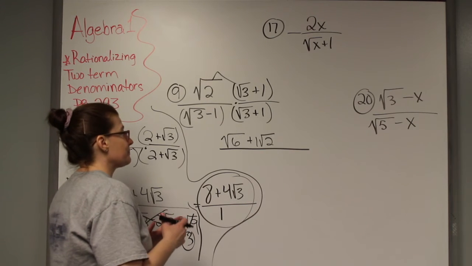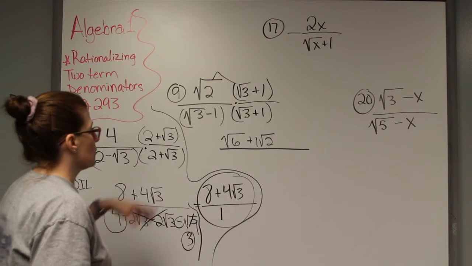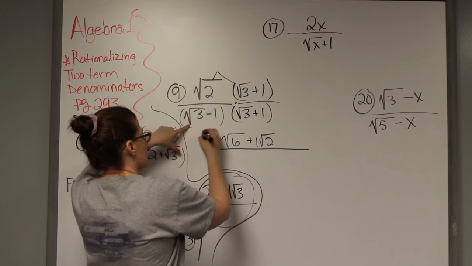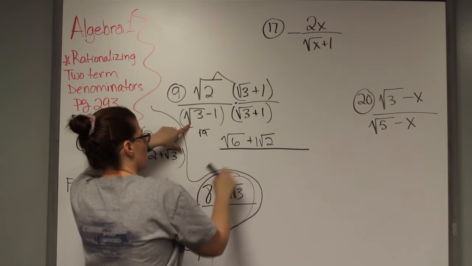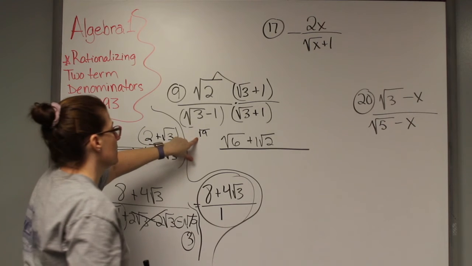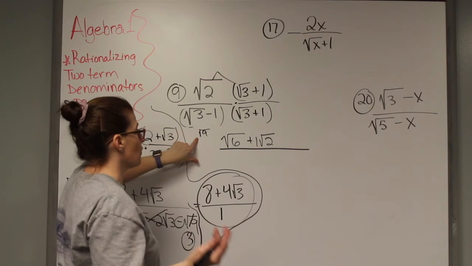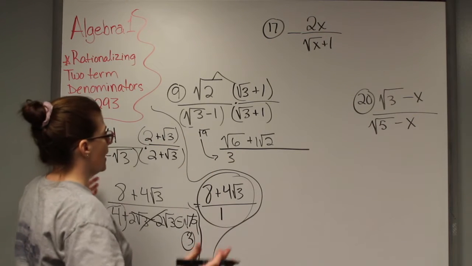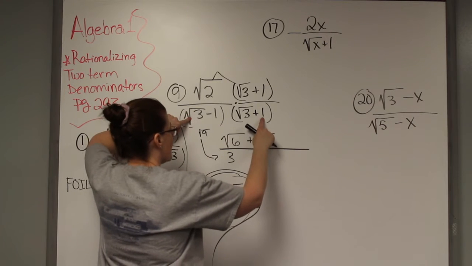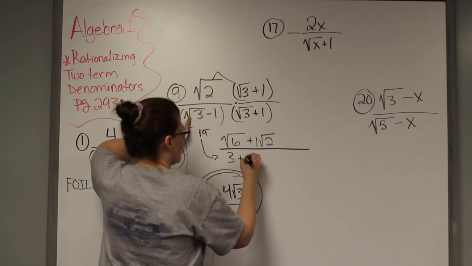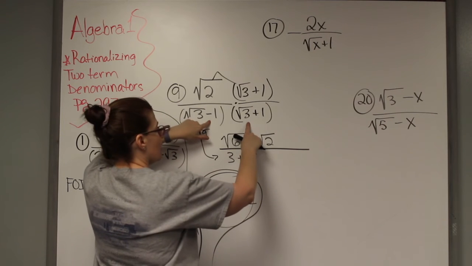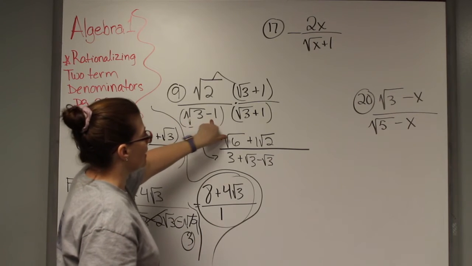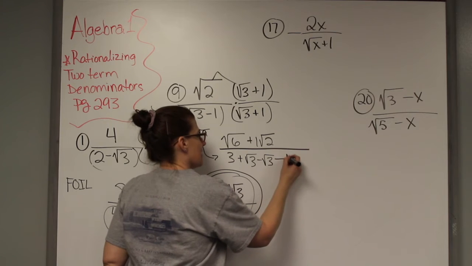All right? On the bottom, we are FOILing. So I have first radical 3 times radical 3. Well, that makes radical 9, which the square root of 9 is 3. On the outside, I have radical 3 times 1, and they're both positive, so this is positive radical 3. On the inside, I have a negative 1 times radical 3, so this is negative radical 3. And then last, I have negative 1 times a positive 1, which is a negative 1.